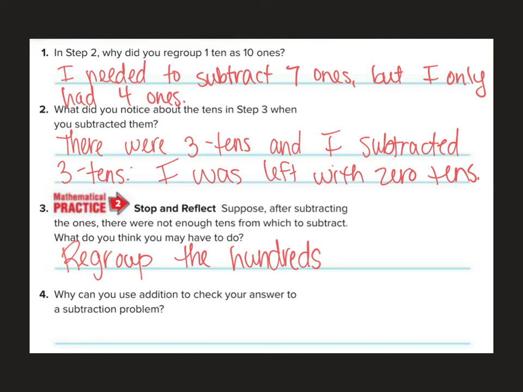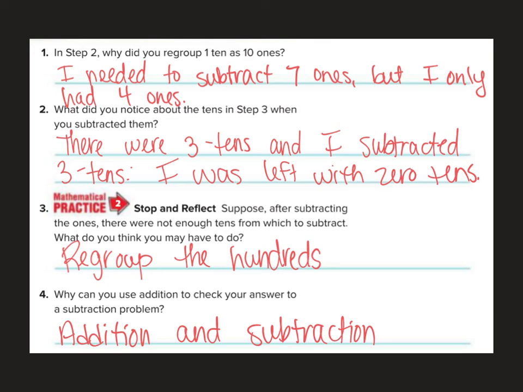Why can you use addition to check your answer in a subtraction problem? Because addition and subtraction are inverse operations, which means they're opposites. I'll put that in parentheses. They are opposites. So if we can do one, then we can do the other to undo it.